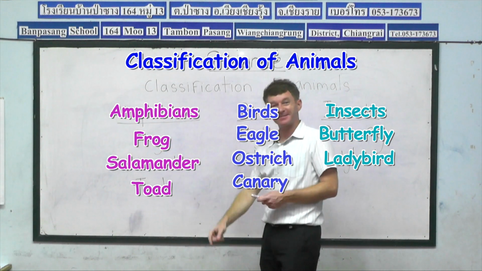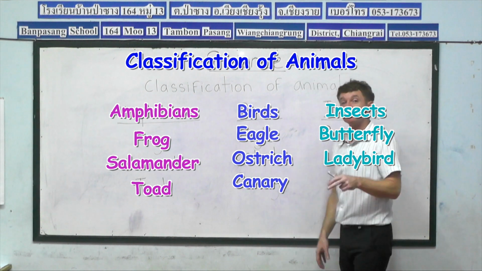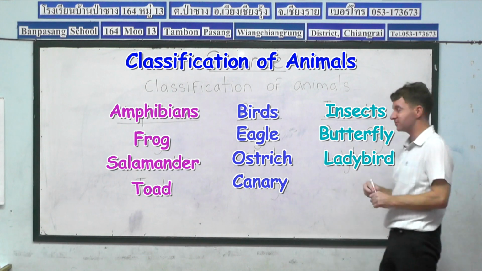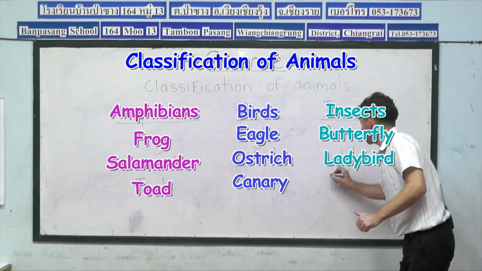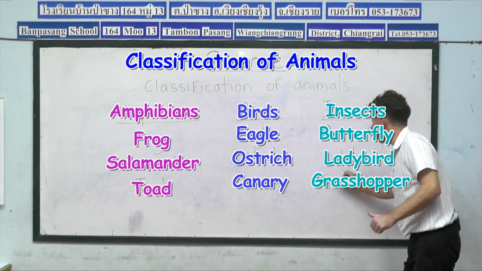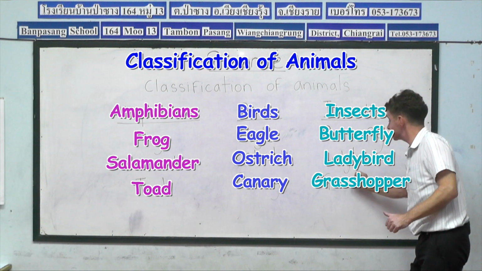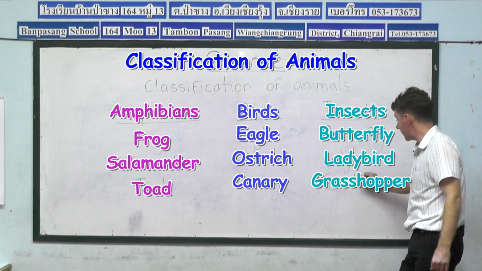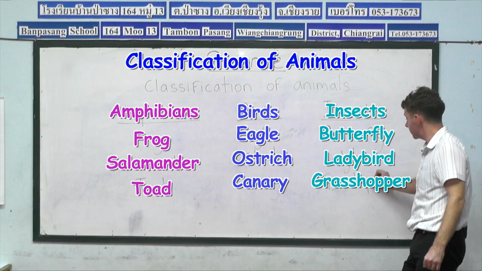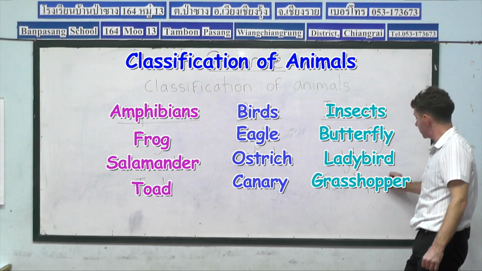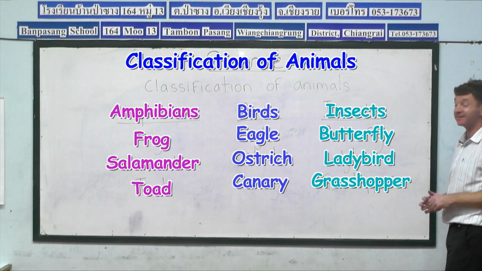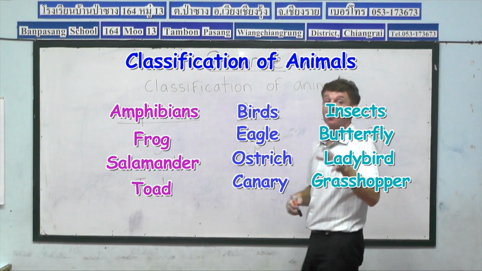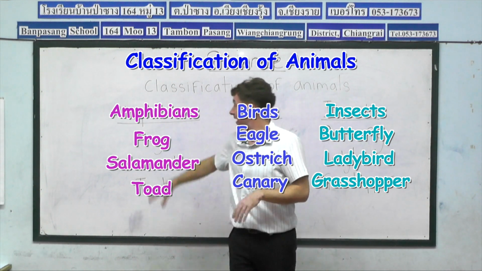Excellent. And then another type of insect, green in color, that can jump from place to place. Excellent, yes, the grasshopper. A grasshopper is an insect that can jump long distances. So we spell grasshopper G-R-A-S-S. And then hopper, because it can jump, H-O-P-P-E-R. Excellent, guys. So some great examples of the three types of animals we learned in the last lesson.